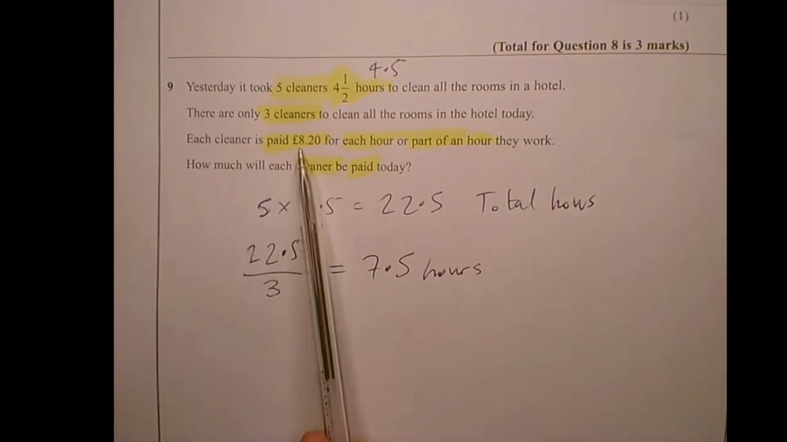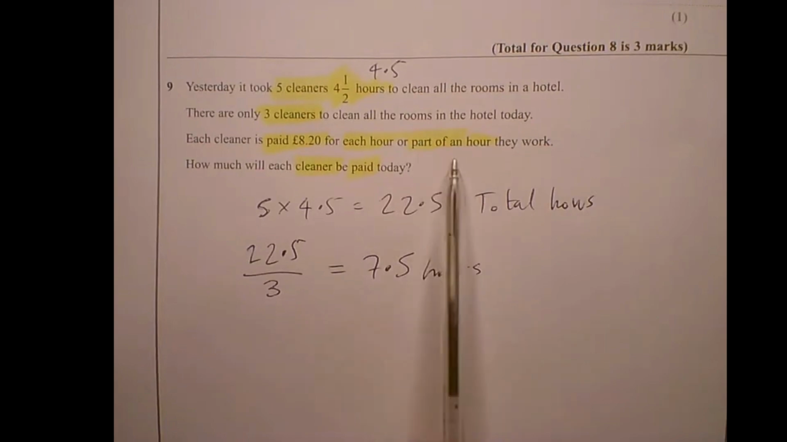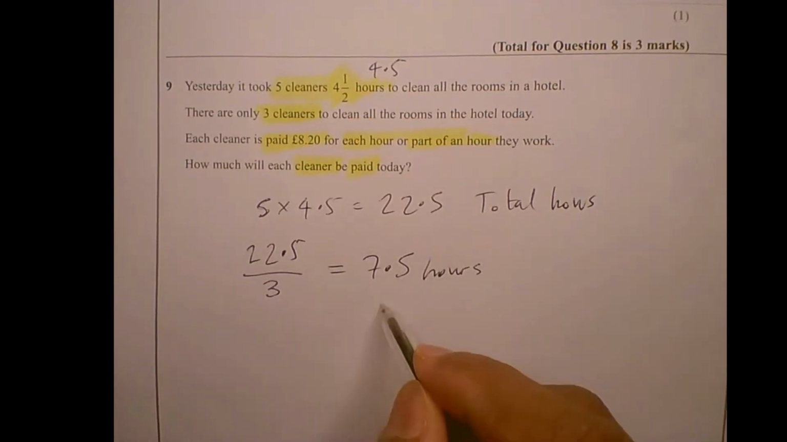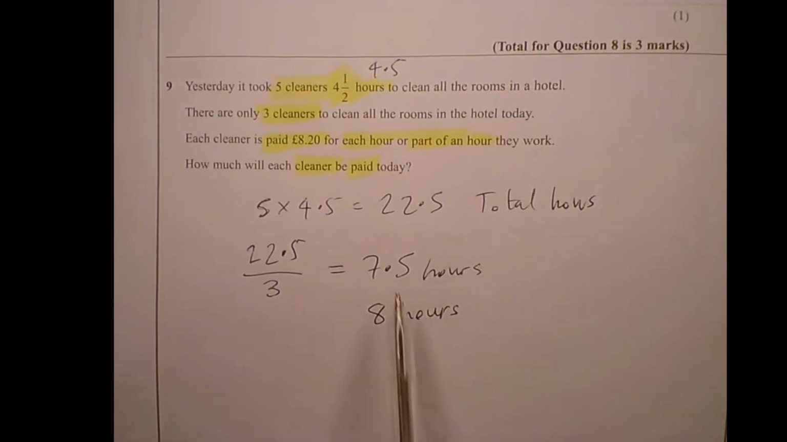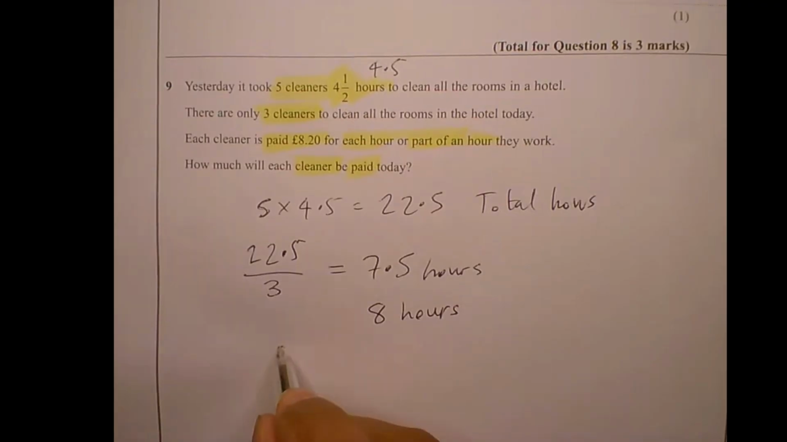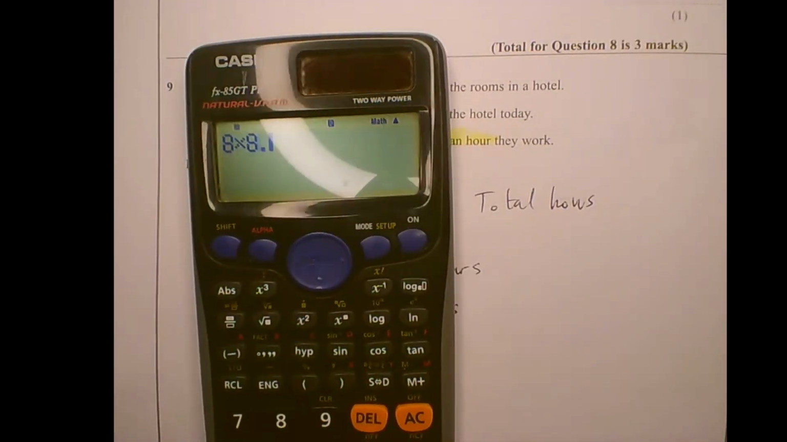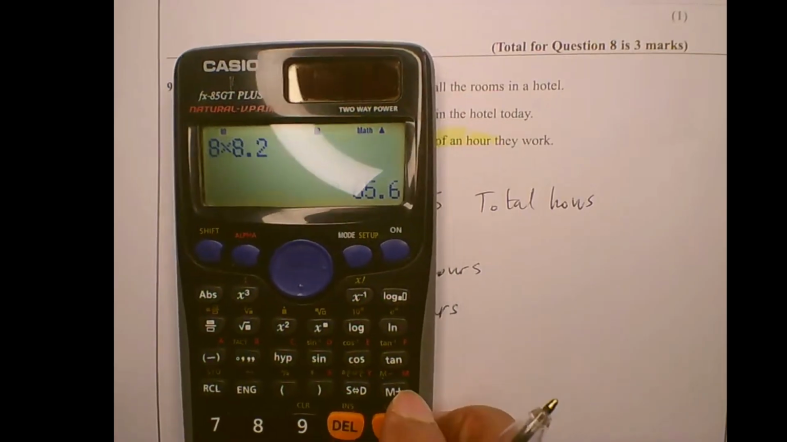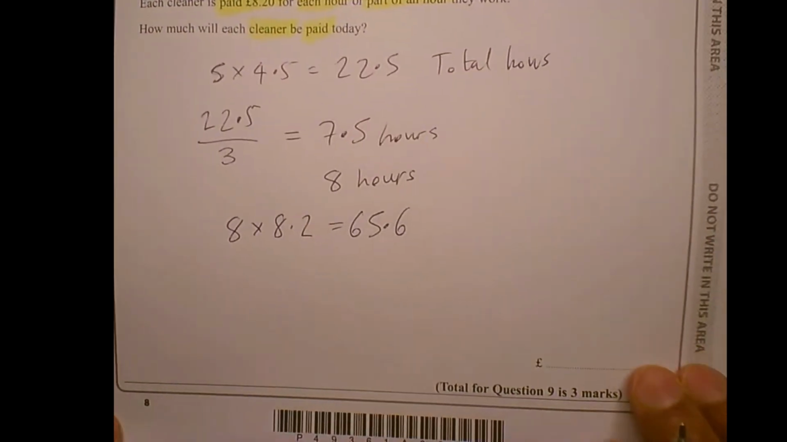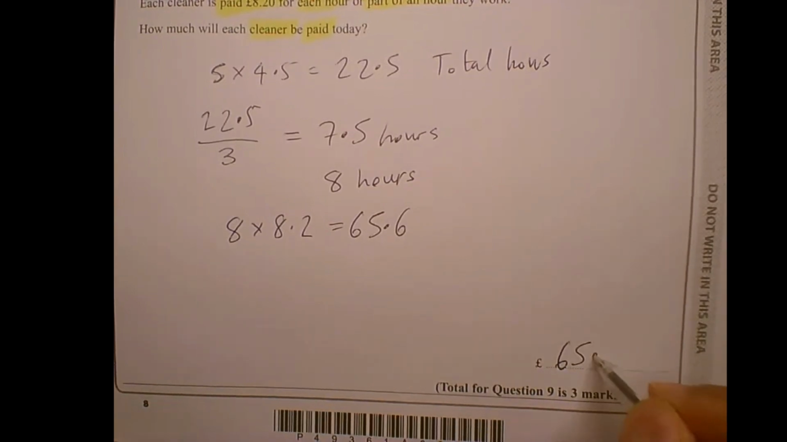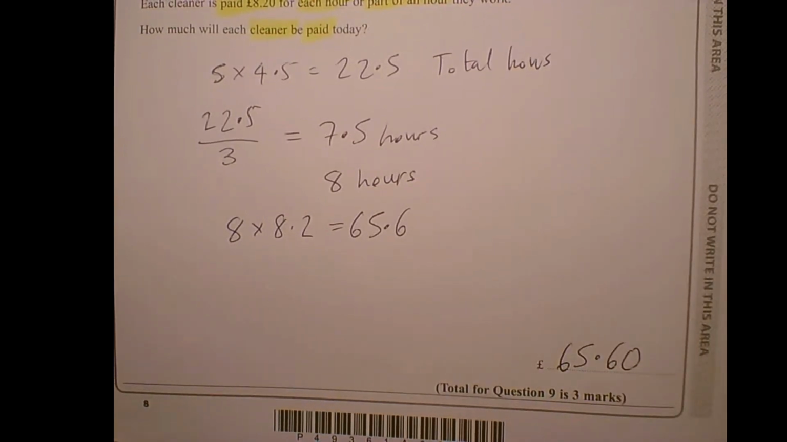Now, each cleaner is paid £8.20 for each hour or part of an hour. So this 7.5 becomes 8 hours. Because part of an hour, so that rounds up to 8 hours. So now I'm going to be doing 8 times 8.2. That gives me 65.6. So my answer is in pounds and pennies, 65.60, 2 decimal places.